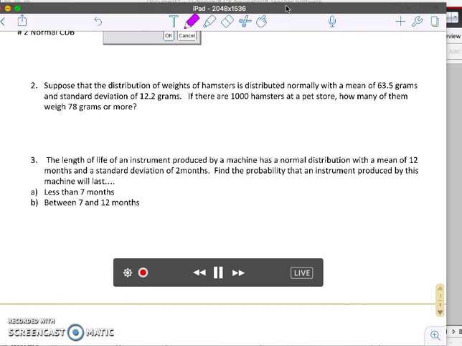So the second one here, suppose that the distribution of hamsters is normally distributed with a mean of 63.5 and a standard deviation of 12.2 grams. If there are 100 hamsters at the pet store, how many of them weigh 78 grams or more? So if we were to draw this, we'd have 63.5 in the middle. And we could do our standard deviations again.